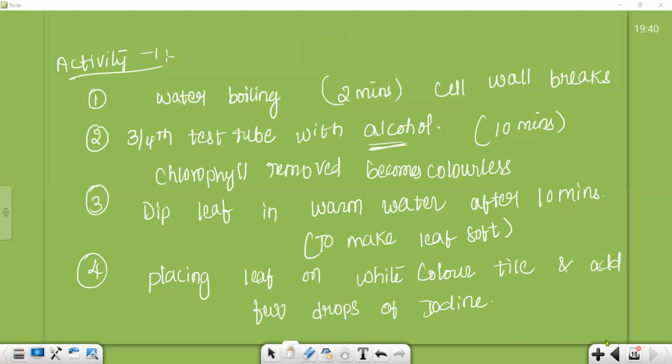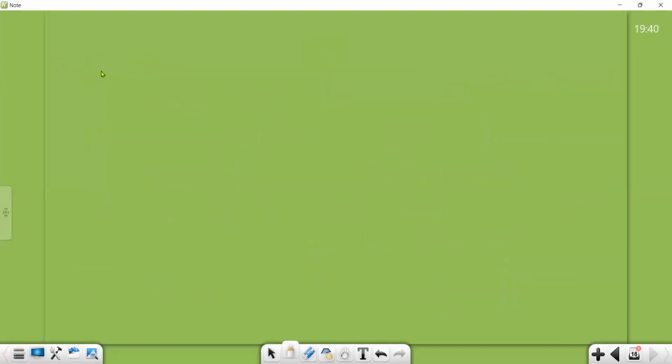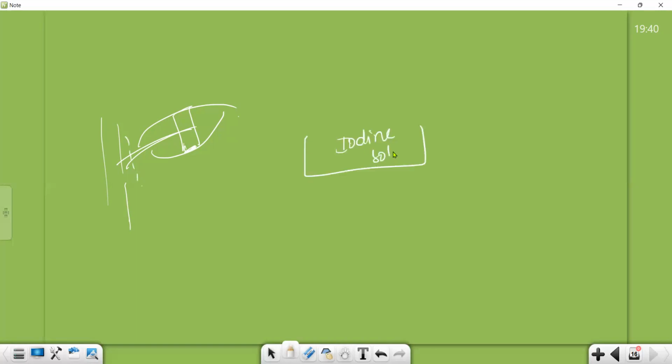We also discussed another activity in the introduction class, where we cover a broad leaf of a healthy plant with black paper and leave it for about 2 days in sunlight. After 2 days, we pluck that leaf, boil it in alcohol and then place it in what solution, students? Iodine solution. On placing in iodine solution, wherever the starch is there, it turns blue. Clear?